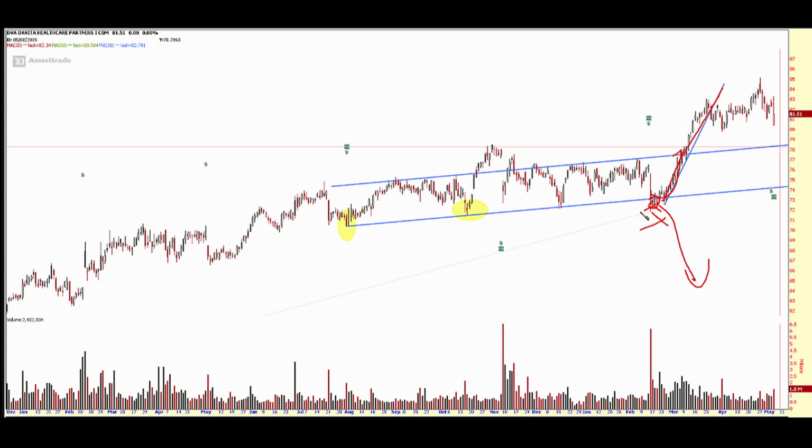Why? Because the market isn't perfect. Even though the particular trend line has been pierced through or violated, it doesn't mean the trend has changed. So I think this is a very good example. Let me give you a few more examples on this.